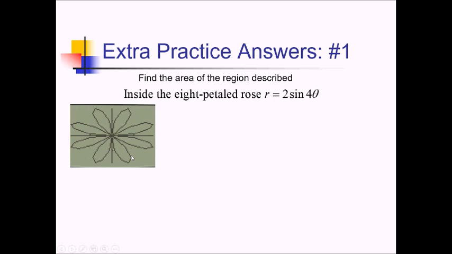Part of the issue is, if you just try to use your standard area formula and go from 0 to 2 pi, you're going to have a negative radius along with positive radius in there. So some of those might cancel out and not give you the true area. A safer strategy would be to find the area of one petal and multiply that by 8.